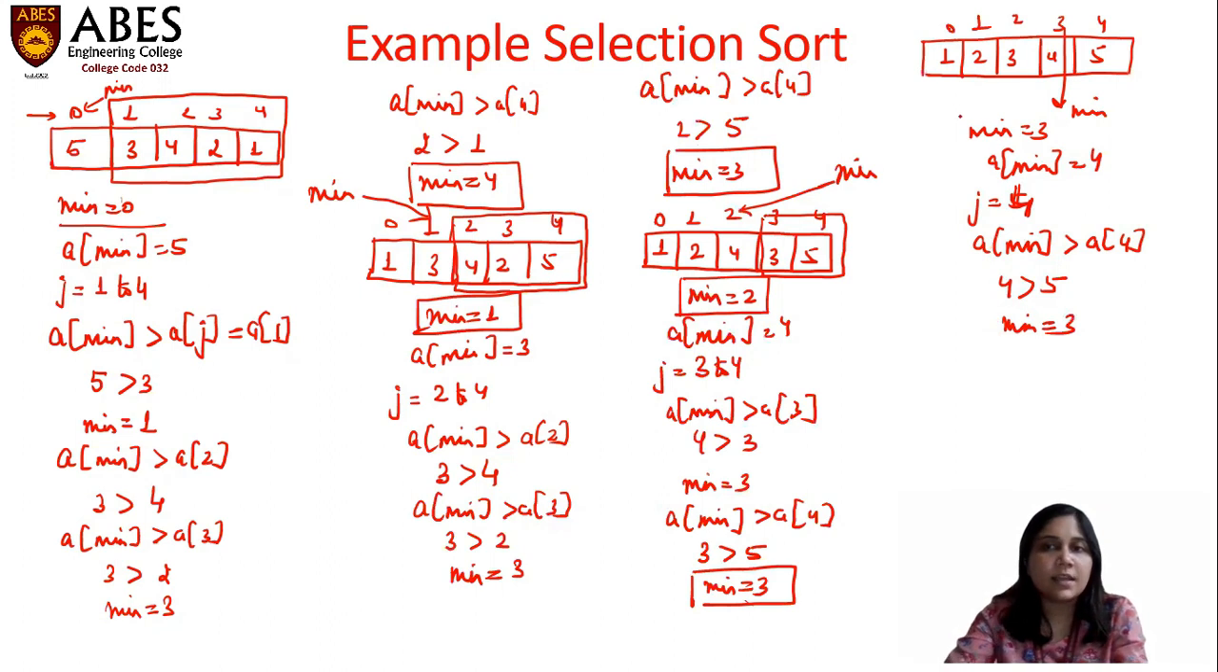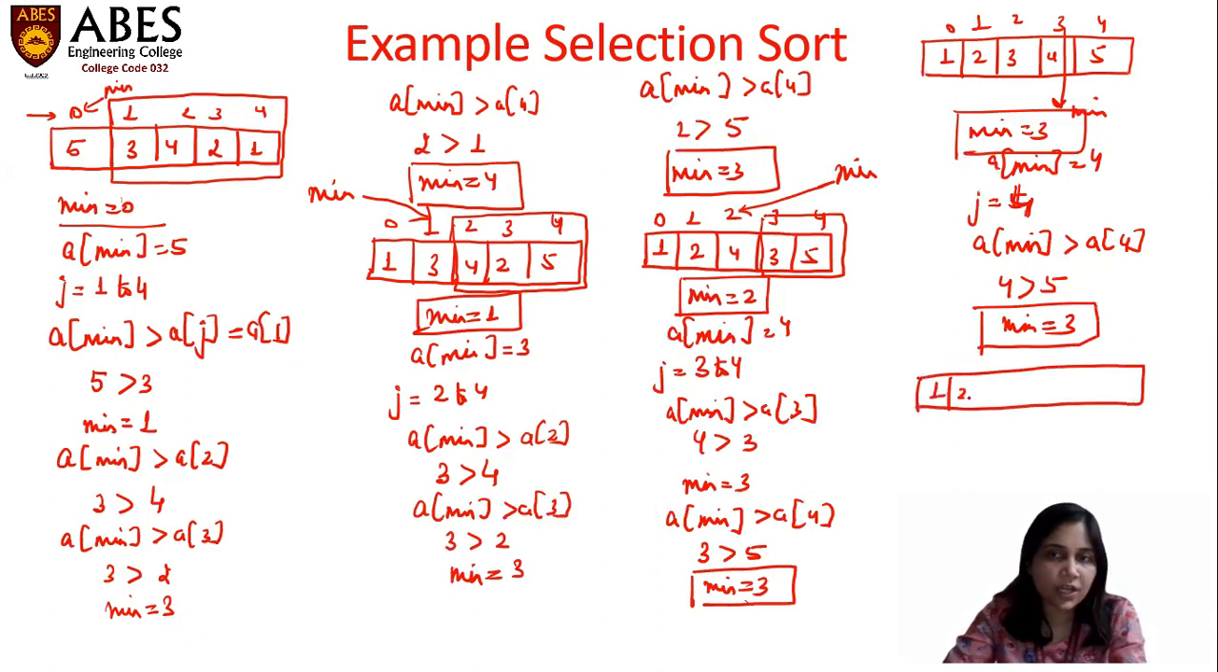Now you can see that I cannot traverse more because I have only one element left. So my minimum is 3, and after traversing I also got the minimum as 3. So in my array there will be no change. 1, 2, 3, 4, and 5. So I got the sorted array.